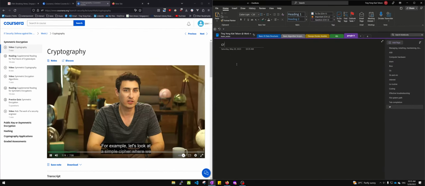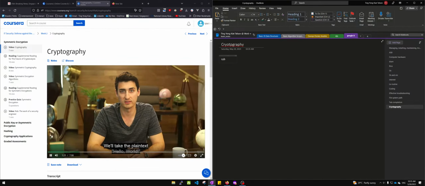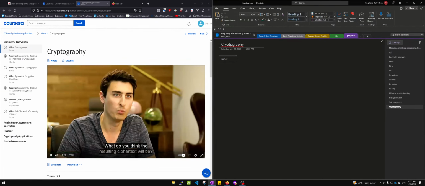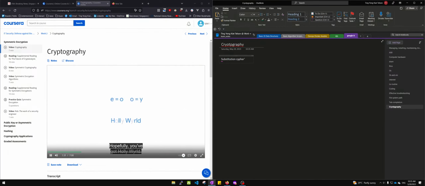For example, let's look at a simple cipher where we substitute E for O and O for Y. We'll take the plaintext, hello world, and feed it into our basic cipher. What do you think the resulting ciphertext will be? Hopefully, you've got Holly World. It's pretty easy to decipher the ciphertext, since this is a very basic example.